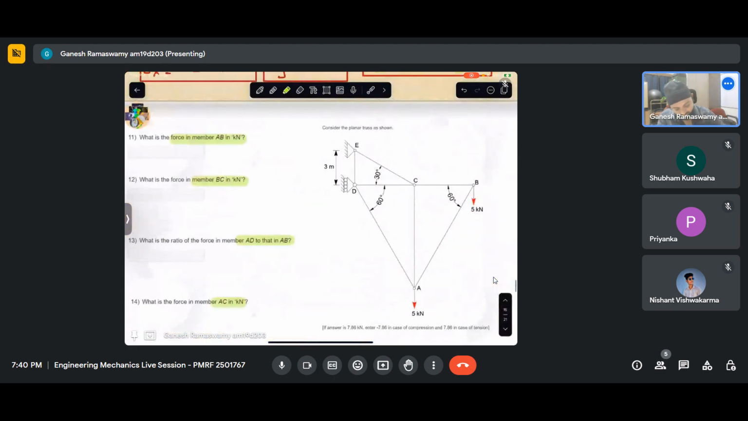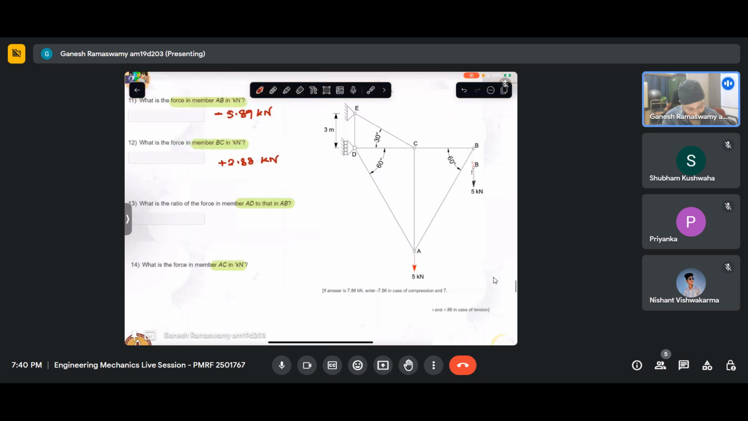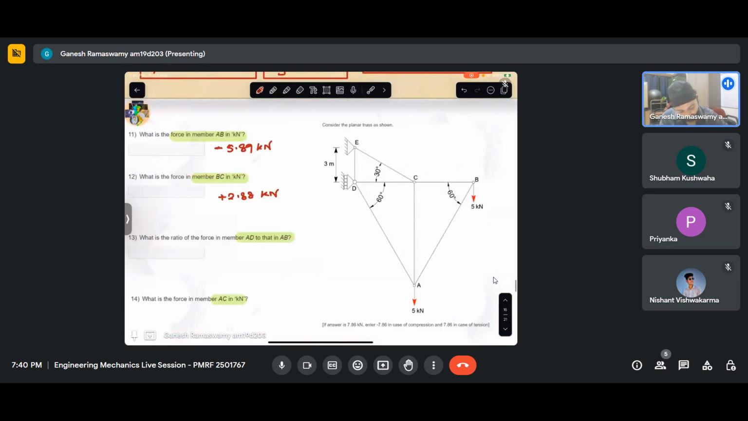So I have calculated this to be minus 5.89 kilonewton. Force in member FBC is plus 2.88 kilonewton. Sorry, this is 5.77. Sorry about that.